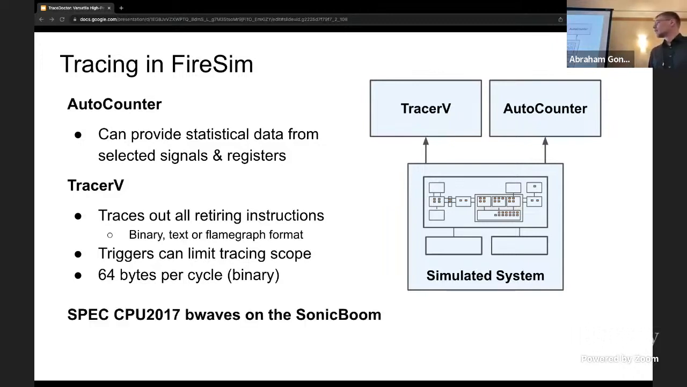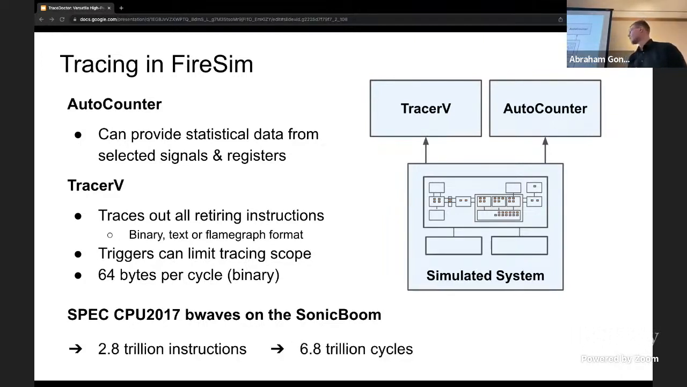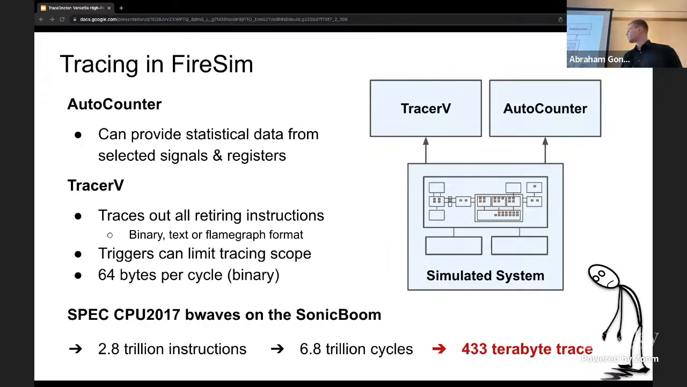So let's take an example. Let's take SPEC CPU 2017 pwaves on the 4-wide SonicBoom. It's 2.8 trillion dynamic instructions. We need around 6.8 trillion cycles. And that generates around 433 terabytes of trace data. So that's not really a solution to trace. And this is just one benchmark, right? We want to do this for the whole of Spec 2017.